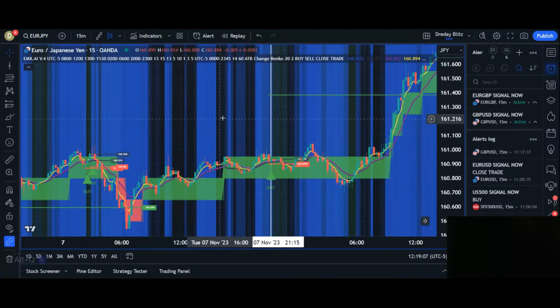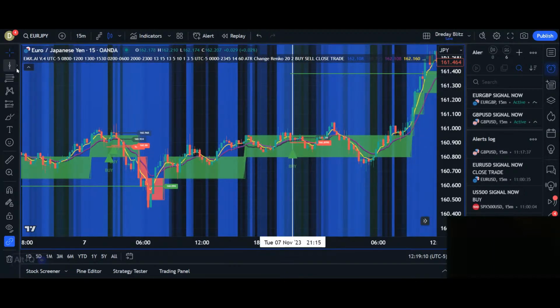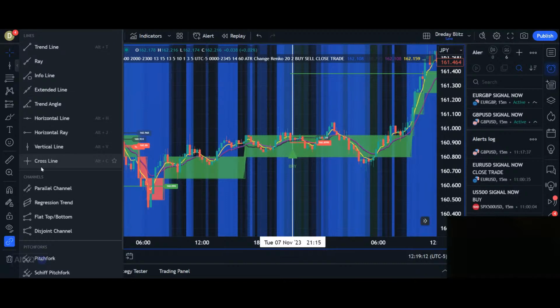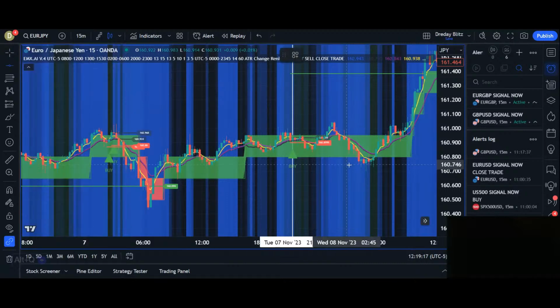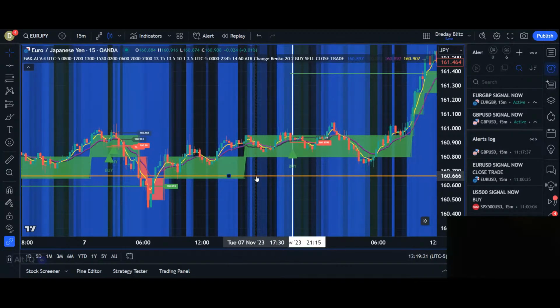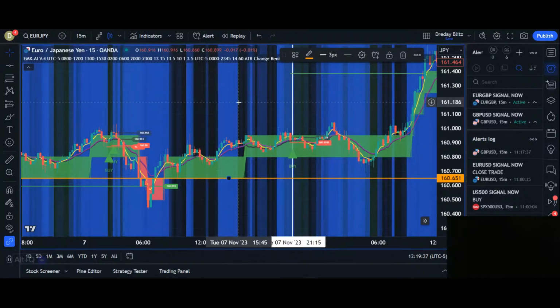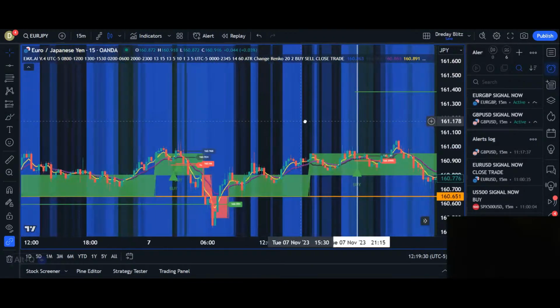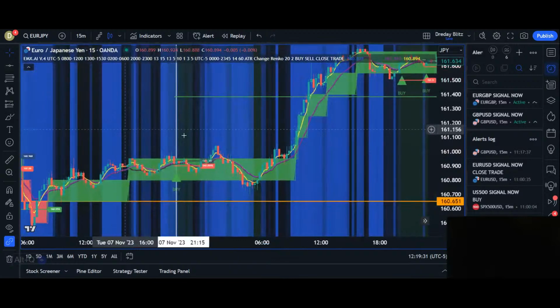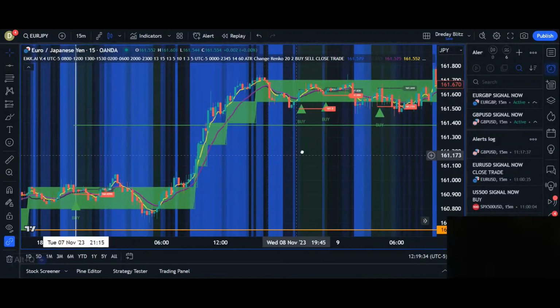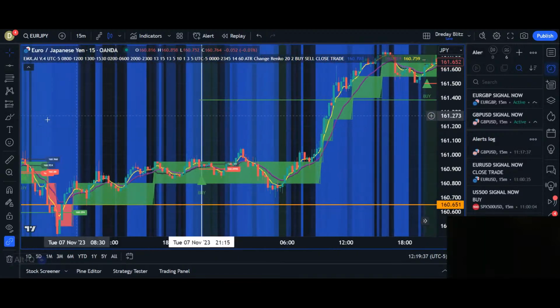So that's the buy. Automatically, it will show you your stop loss. So your stop loss will be here. And now your take profit zone, if we look here, it will be the next three zones.